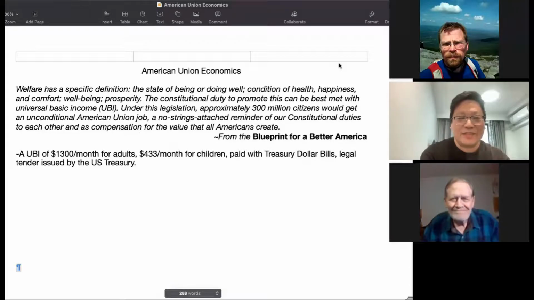So in the blueprint, it says welfare has a specific definition: the state of being or doing well, condition of health, happiness, and comfort, well-being, prosperity. The constitutional duty to promote this can be best met with universal basic income. Under this legislation, approximately 300 million citizens would get an unconditional American Union job, a no strings attached reminder of our constitutional duties to each other and as compensation for the value that all Americans create.